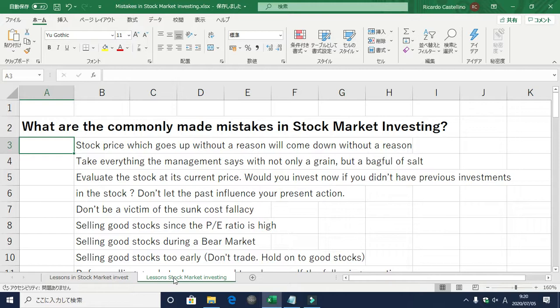Evaluate the stock at its current price. Remember, you need to ask yourself this question: would you invest now if you did not have any previous or prior investments in the stock? Do not let the past influence your present action. Never be a victim of the sunk cost fallacy.